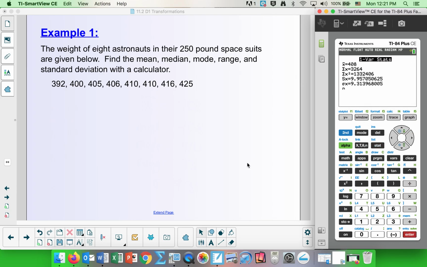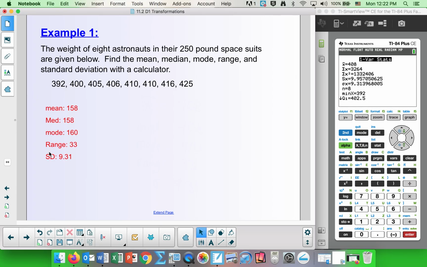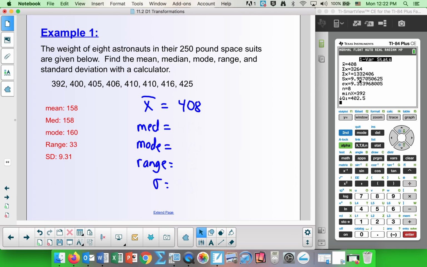Okay, and then now again when I hit stat, arrow to the right to calculate number 1 and calculate my 1 variable statistics, I have new information. So I just want to remind you of this is the old mean, median, mode, range, standard deviation. Notice the new mean. So remember notation, mean, median, mode, then range, and then also notation here for standard deviation is that sigma. All right, notice our new mean is 408. All right, our standard deviation there is still 9.31 right there.